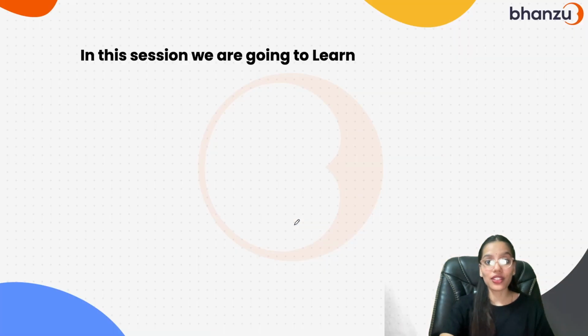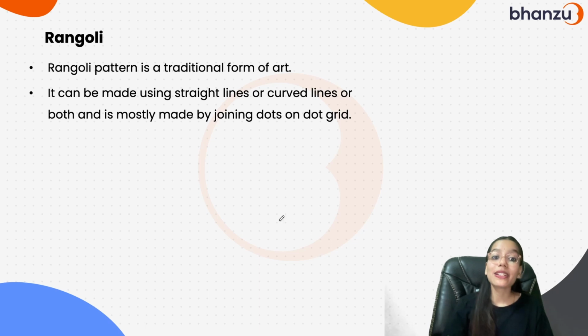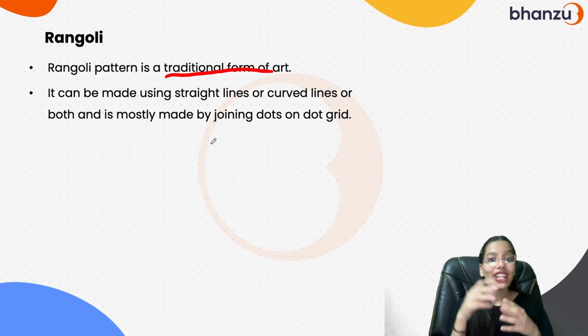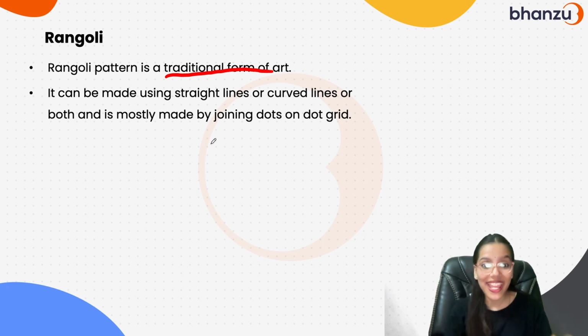So we are going to cover three types of patterns, which is patterns with the straight lines, with the curved lines, and with other shapes using the dot grid. So what was Max discussing about initially? Correct, he was discussing about rangoli, what a rangoli is. Let's understand that first. So a rangoli is a pattern which is a traditional form of art. I'm sure you have seen rangoli in front of so many houses during so many festivals. It is made using straight lines, curved lines, or sometimes both of them by using a dot grid. Most of them use a dot grid.